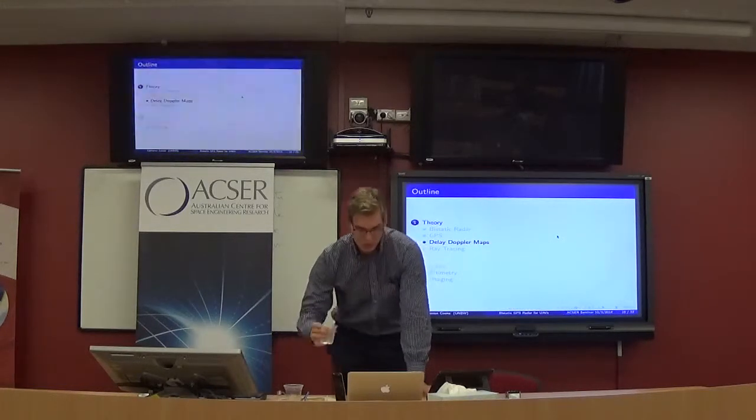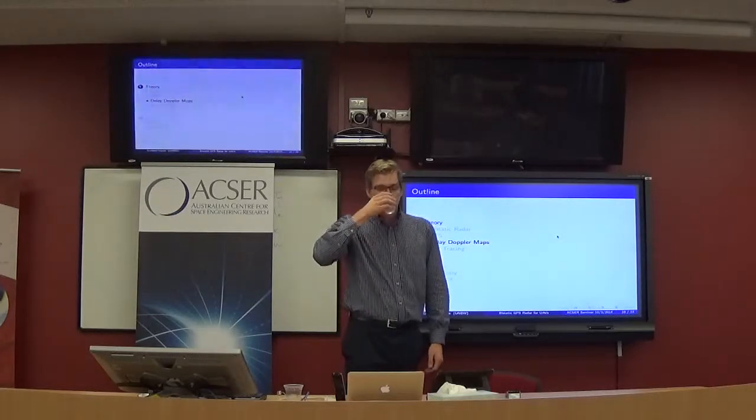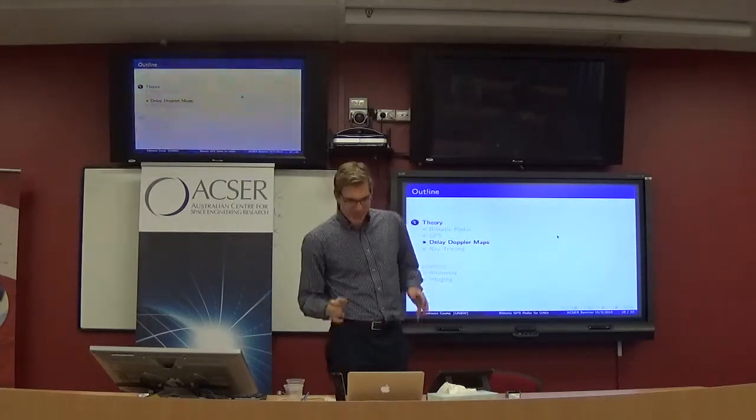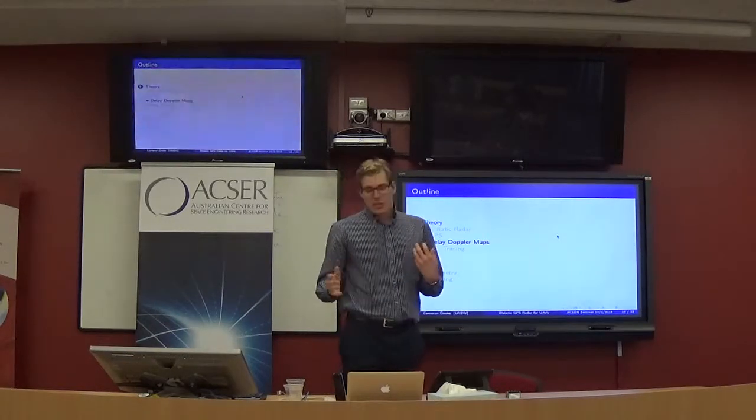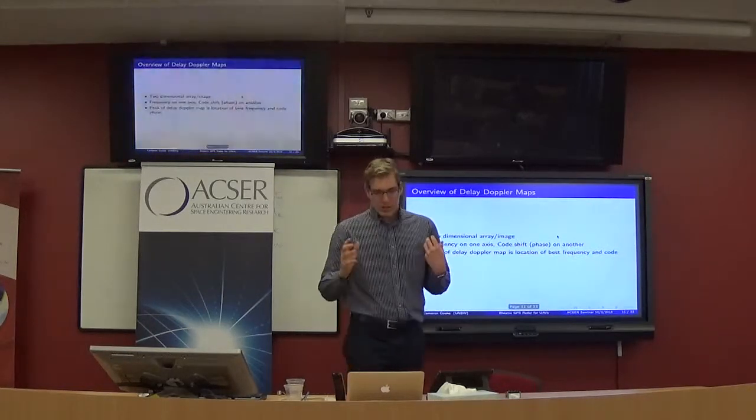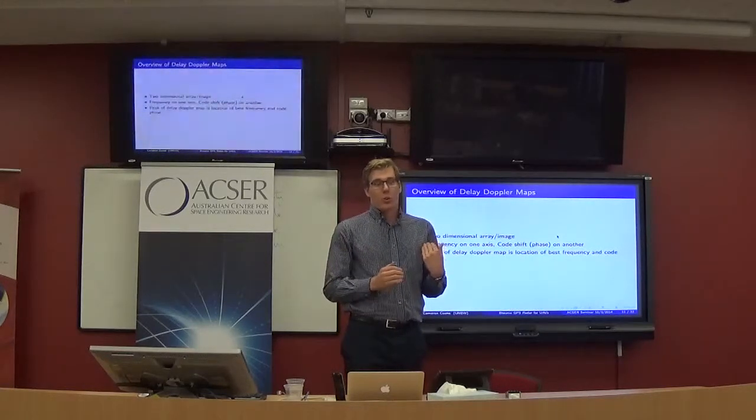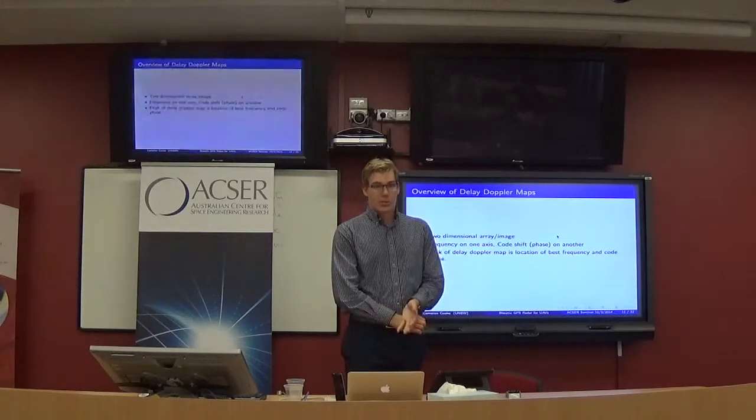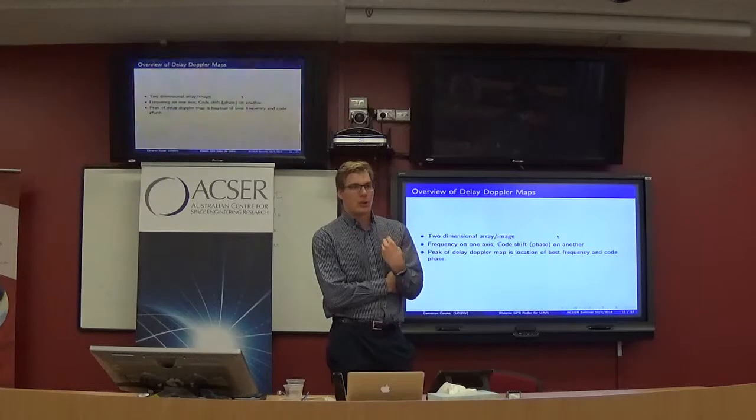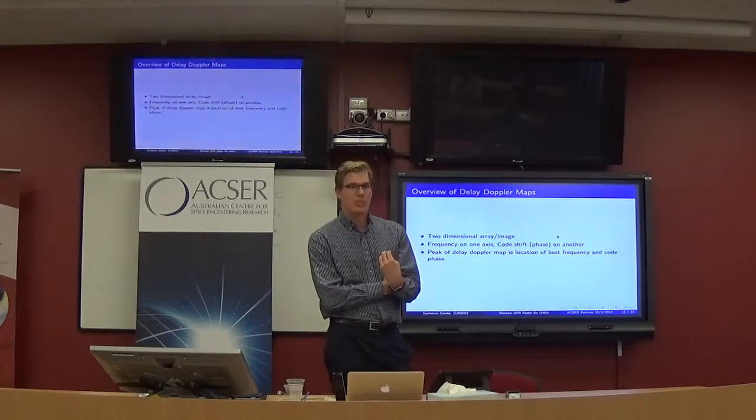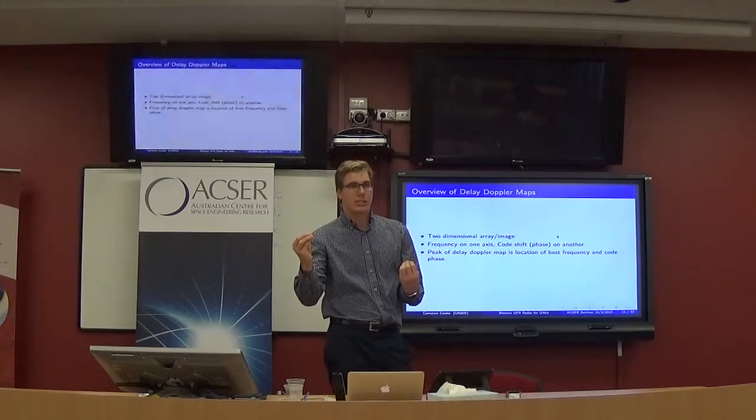So this brings us to delayed Doppler maps. Essentially, a delayed Doppler map is an array, or an image, a two-dimensional array, where on one axis you'll have the frequency shift, or the Doppler shift, and on the other axis you'll have the code shift. What you're trying to do is find a peak in the delayed Doppler map, which will tell you what the correct phase shift is and what the correct frequency shift is.